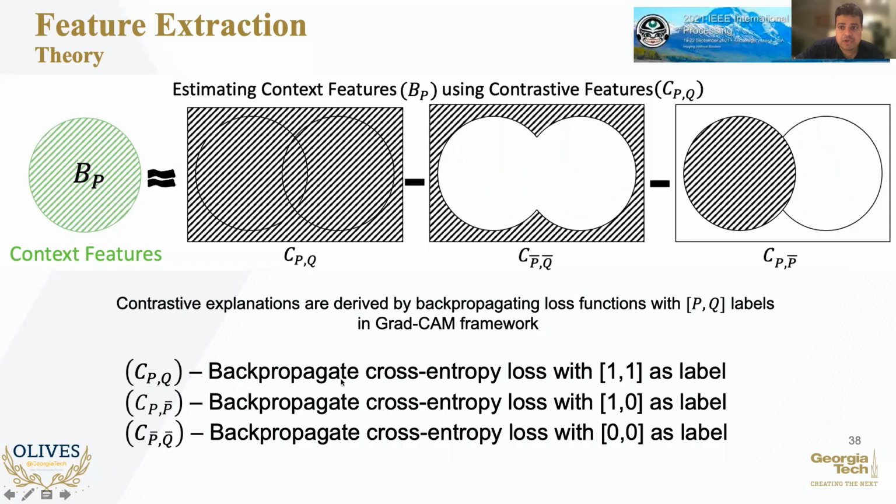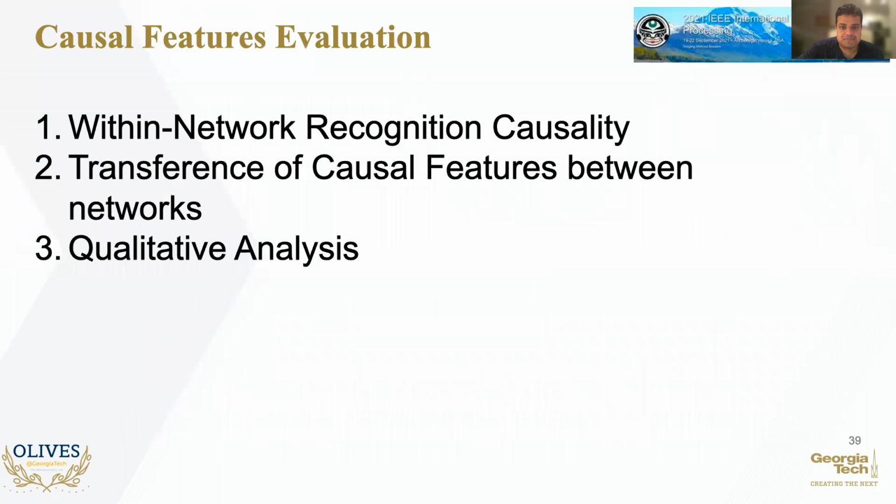We pass the image through the network. The final 2x1 logits are presented to a binary cross entropy loss with the shown labels and backpropagated. For PQ, we backpropagate 1, 1. For P P-bar, we backpropagate 1, 0. And for P-bar Q-bar, we backpropagate 0, 0. For further details, please stop by our poster session.